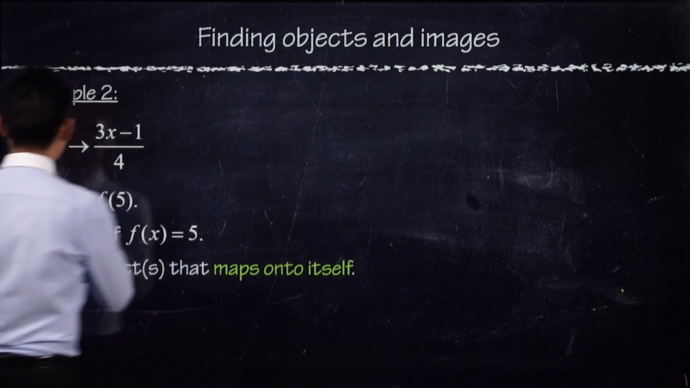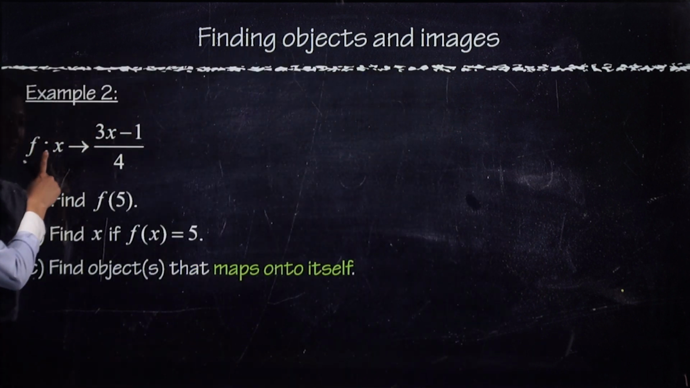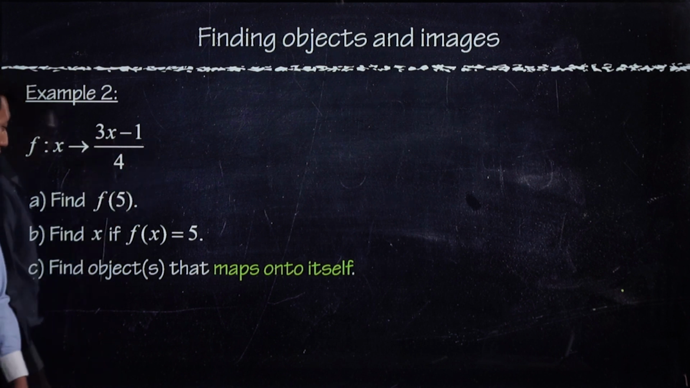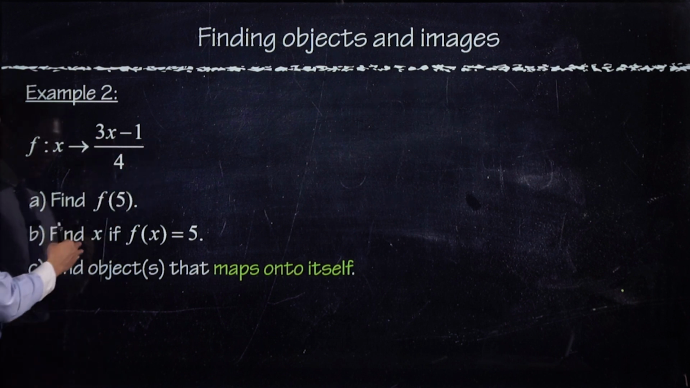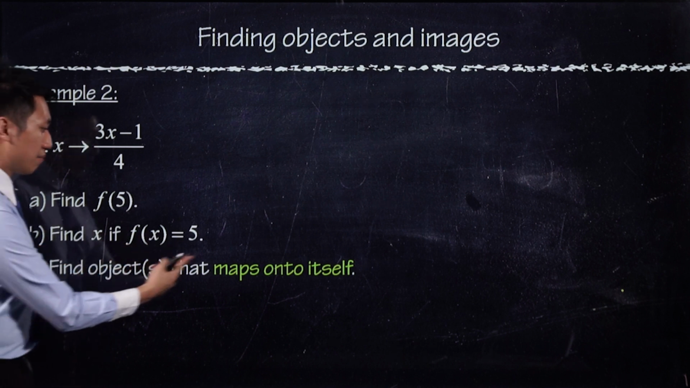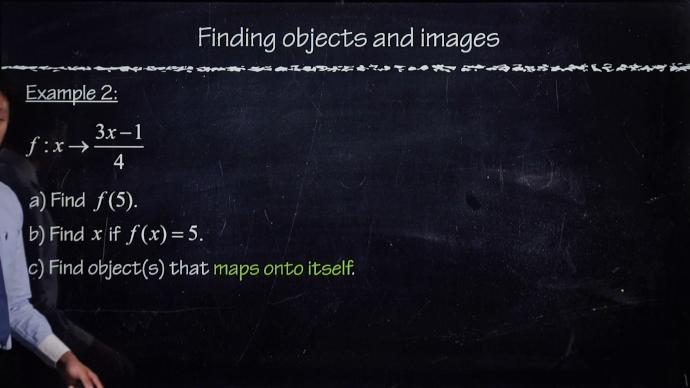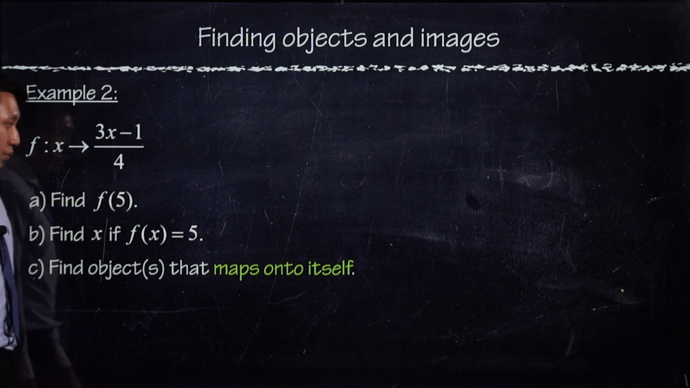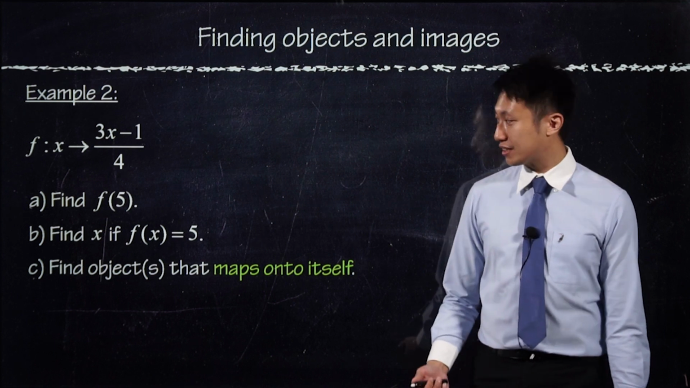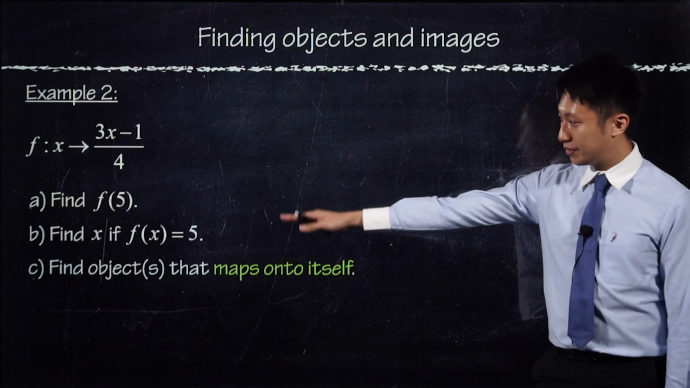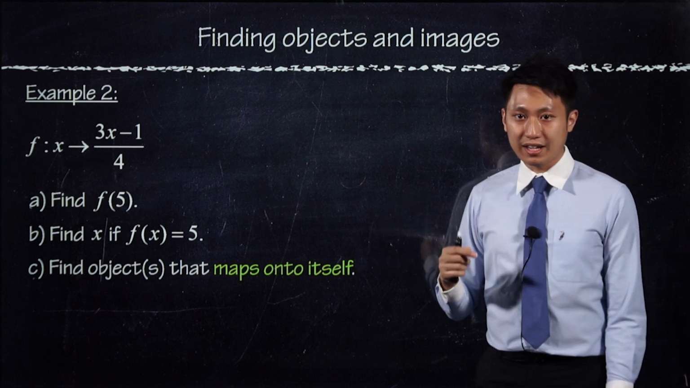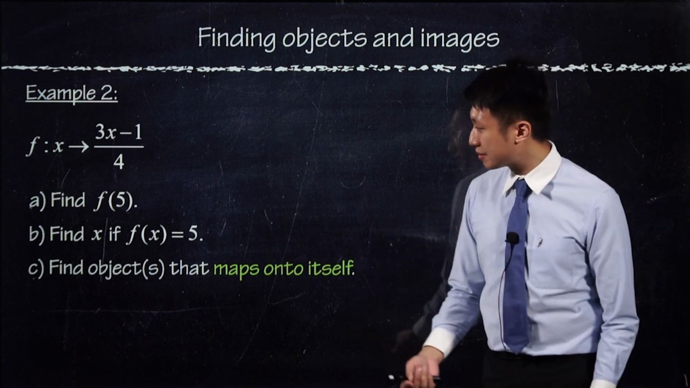Okay, example. Given that f maps x to (3x minus 1) divided by 4. You want to find f(5). You want to find x if f(x) equals 5, and you want to find objects that map onto itself. Okay, so I hope you can try this yourself. You pause the video and try it yourself, and I'm going to solve it after you are done. Then you unpause after you're done.